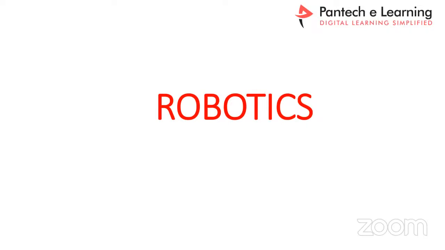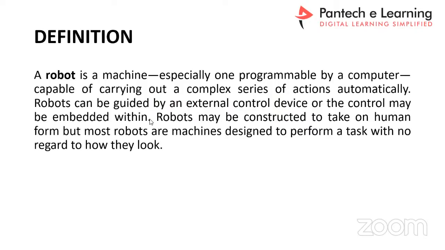Now we have to cover the next thing, that is robotics. We will be using deep learning in robotics. The definition of a robot: a machine, especially one programmed by a computer, capable of carrying out a complex series of actions automatically. Robots can be guided by external control devices, or control may be embedded within. Robots may be constructed to take a human form, but most robots are machines designed to perform tasks with no regard to how they look. This is just a simple definition of a robot. You can just read it and understand; there is nothing much complex about it.